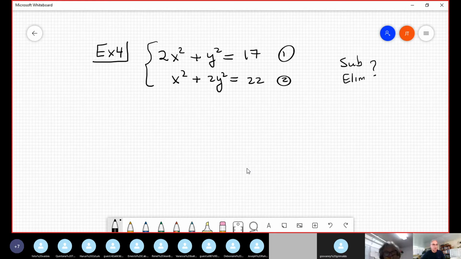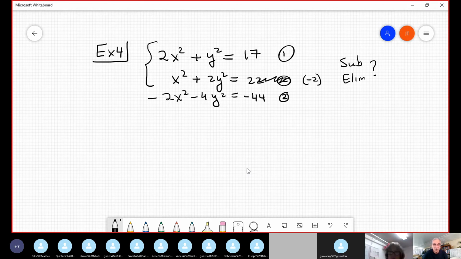Elimination, because we have here 2x squared, and it would be fantastic if we had here -2 to eliminate the x, or -2 here to eliminate the y. So on my paper, I multiply the second equation by -2. When you multiply the entire equation number 2 by -2, we have -2x squared -4y squared equals -44. And this is my new equation 2.